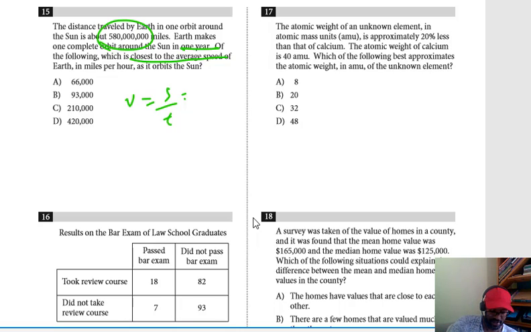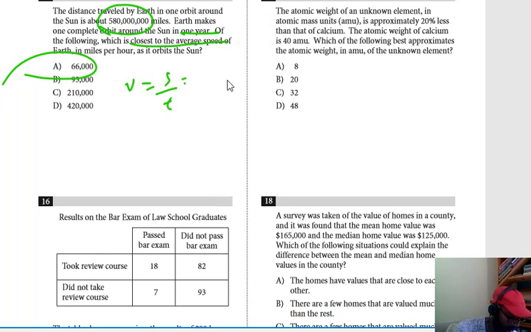Therefore, 580,000,000, okay, 6 zeros, divided by 365 days. So you have 158,904. But the question is, what's the average speed in miles per hour? What we get is per day. So per hour, I have to divide this again by 24 hours. This is per day, divided by 24 hours. So that goes to 66. Yeah, that's around 66 something. 24 hours. Okay.